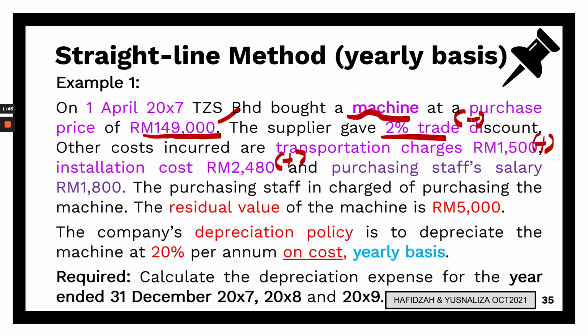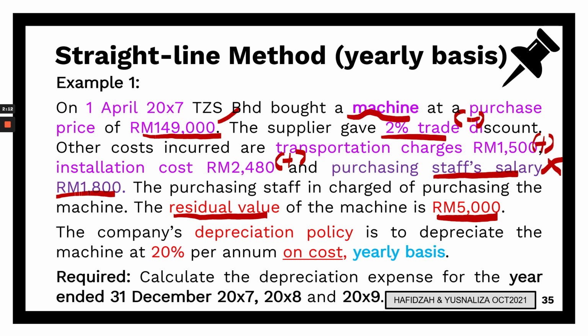You also have the staff salary, which you can see here. This will be excluded, because these are actually revenue expenditure. There is also information on the residual value of the machine of 5,000. So make use of the residual value, because that will be used for the depreciable amount. You need to take the cost that you calculate, then deduct the residual value.